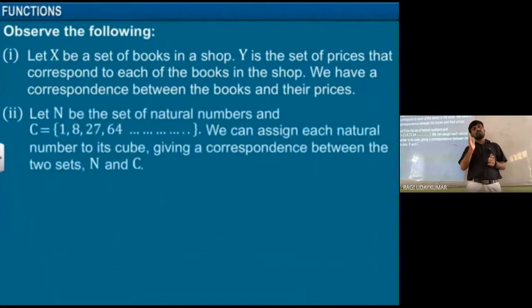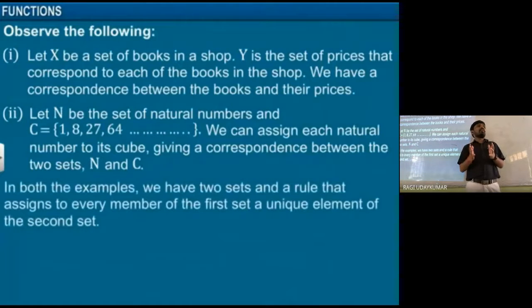Let X be the set of the books in the library, let N be the set of the natural numbers, and C is the set of the cubes. We can assign each natural number to its cube. One cube को assign कर सकते हैं, two cube 8 को assign कर सकते हैं, three cube को assign कर सकते हैं. So there is a correspondence between the natural numbers and the set C.